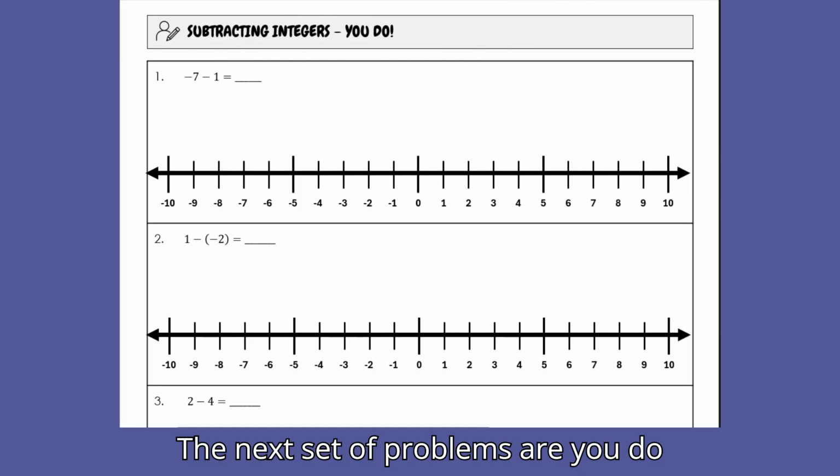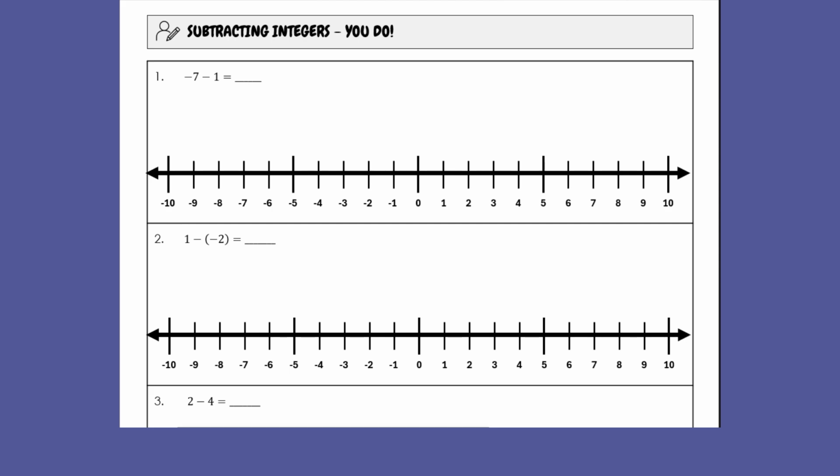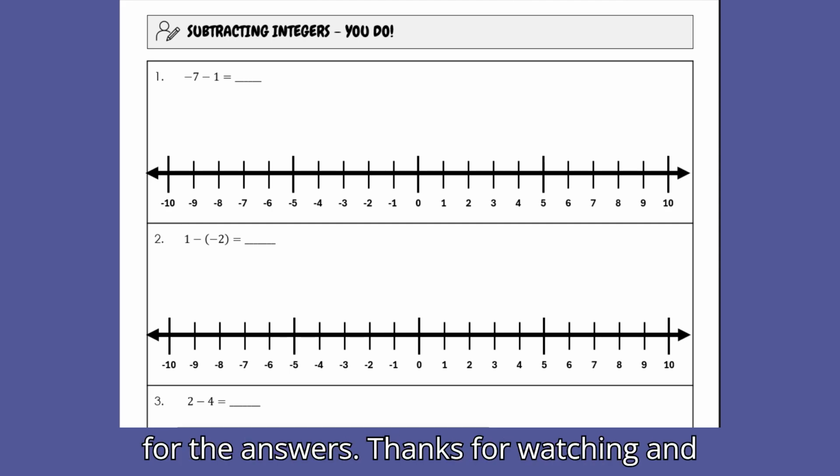The next set of problems are you-do problems, meaning there's 4 more problems for you to try on your own. Please be sure to check with your teacher for the answers.